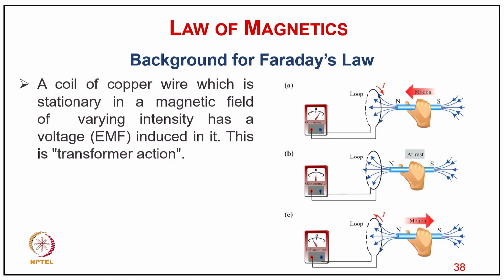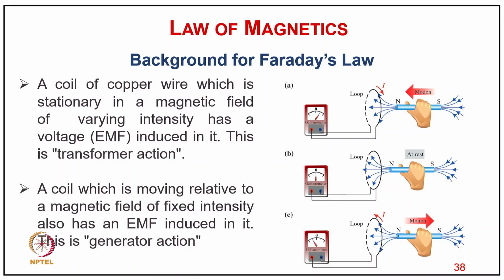So now, typically the background of Faraday's law is a coil of copper which is stationary, and a magnetic field of varying intensity has a voltage induced in it. This we call the stationary induced EMF, or transformer action, because here the conductor is stationary but the field has a variation with respect to time. Another case is the coil moving relative to the magnetic field, which also has induced EMF in it, and this we call generator action, or speed voltage, or motional voltage.